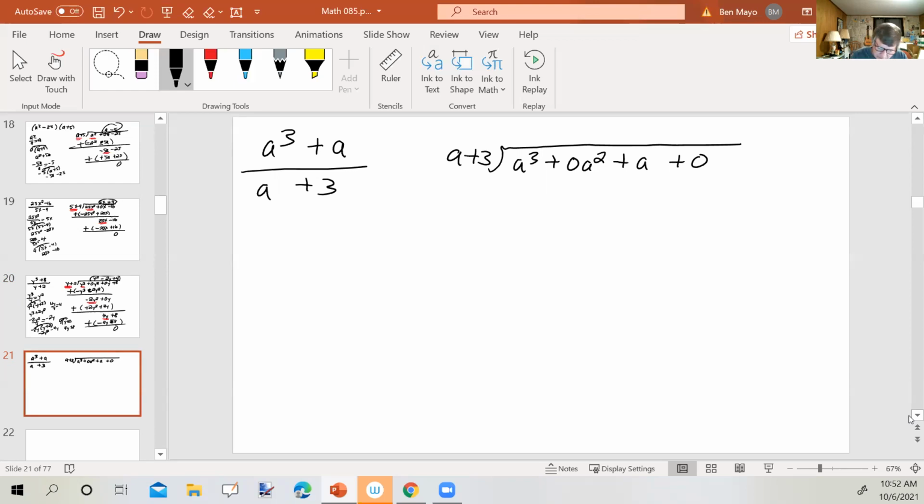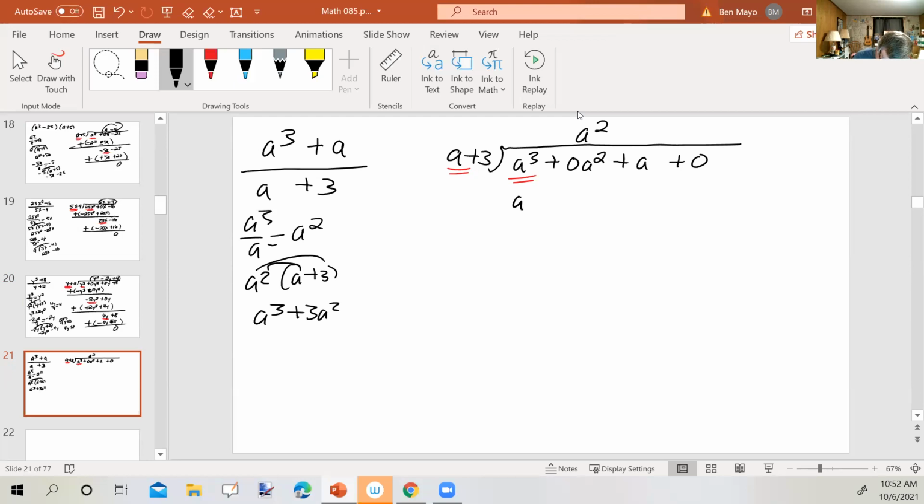Okay, so leading term inside divided by leading term outside. A cubed divided by a is a squared, so that goes in the a squared column. A squared times a plus 3 becomes a cubed plus 3a squared. We're going to draw a line, subtract that quantity from what's up above, but change it to addition of the opposite.